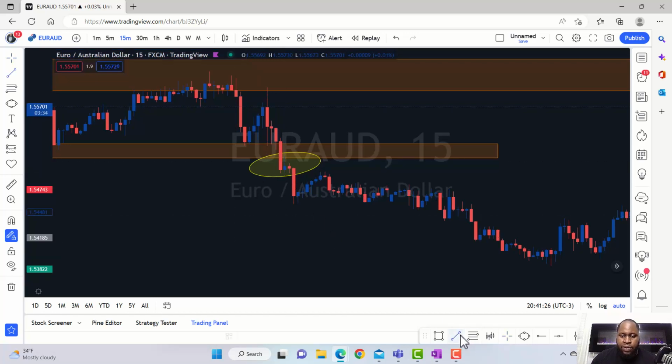Okay, so if we add a zone, let's just imagine this is breaking out of a zone. What I'd like to see is more of a proper retest towards the zone, like this, a couple candlesticks up, and then we ride back down. That's what I like to see.